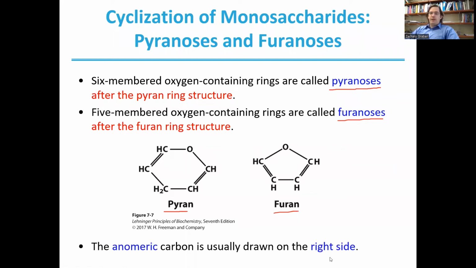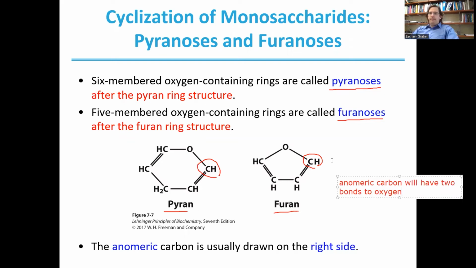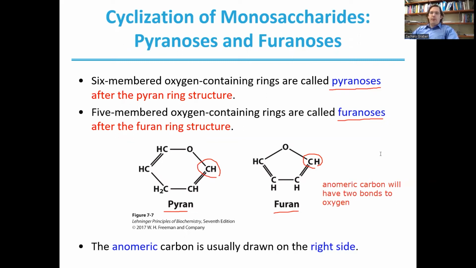By convention, the anomeric carbon is normally drawn on the right side of our ring structures. So we'll normally see that as our carbon over here at the right end. But of course, again, you can always pick out the anomeric carbon because the anomeric carbon will have 2 bonds to oxygen. So again, it starts off with 2 bonds as our carbonyl, and then when we attack with our alcohol, we end up with 2 bonds, 1 to the attacking alcohol and 1 to what was the oxygen of our carbonyl.